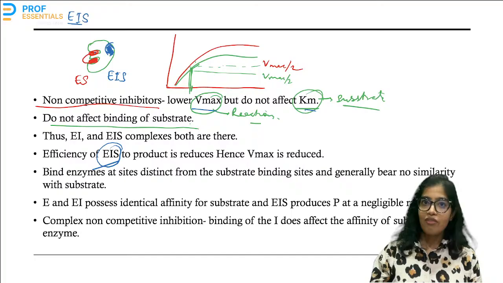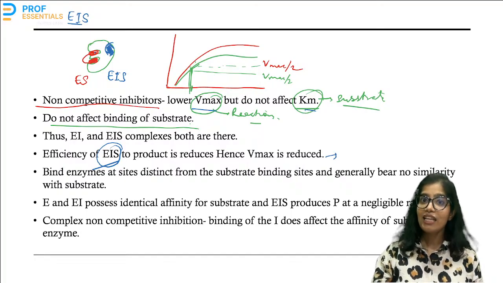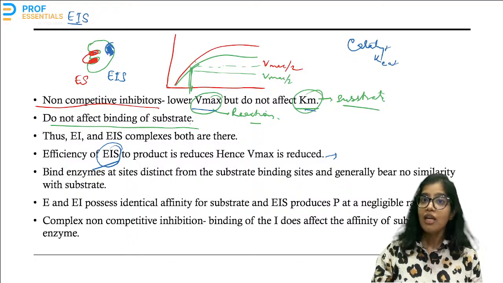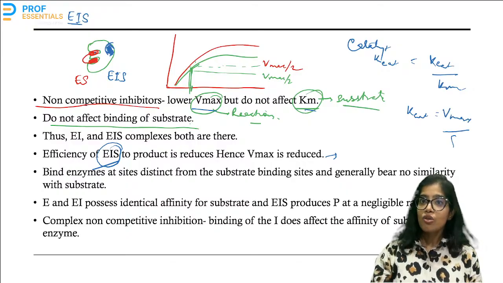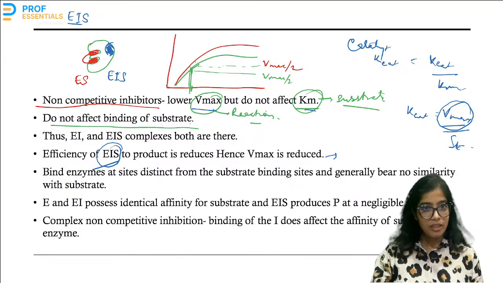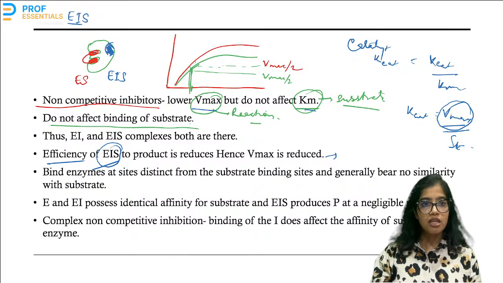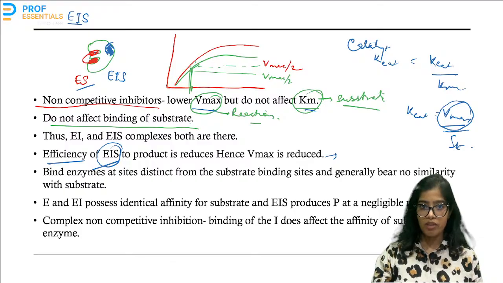What is affected? If Vmax is affected, then what will be affected? Catalytic efficiency. Why? Because for catalytic efficiency, what was Kcat? Kcat was the catalytic coefficient, and catalytic efficiency is Kcat upon Km. And what was Kcat? Kcat was Vmax upon the active sites. So if Vmax is reduced, then the catalytic efficiency will be affected. So catalytic efficiency is affected, but the ability of the enzyme to form a complex with the substrate is not affected in simple non-competitive inhibition.